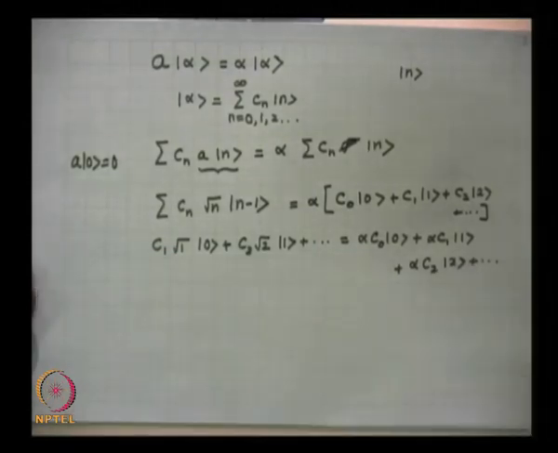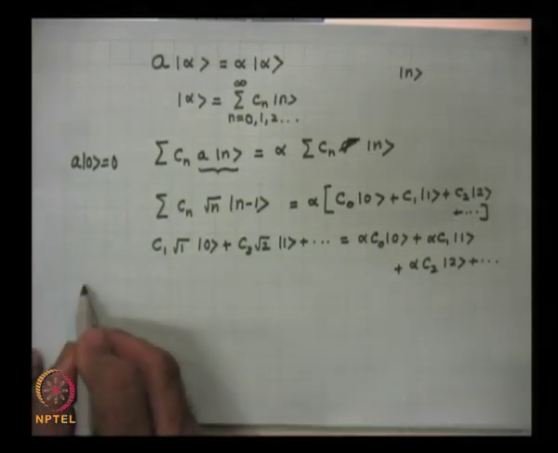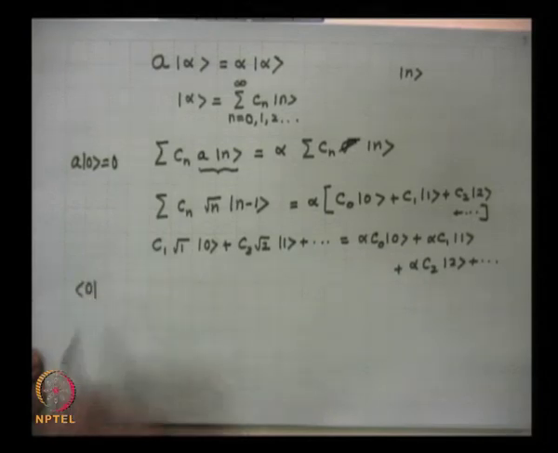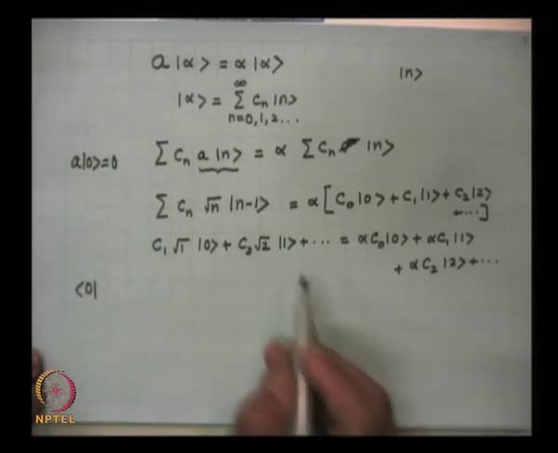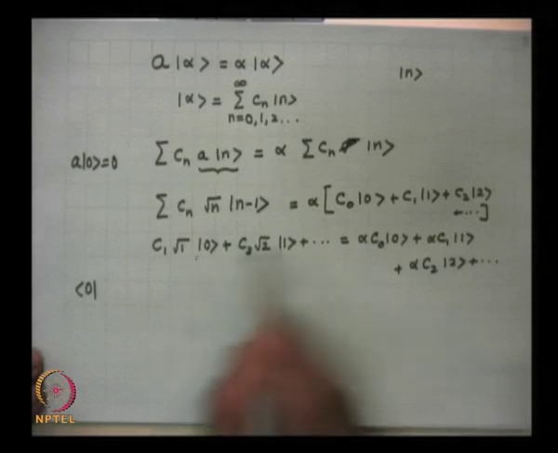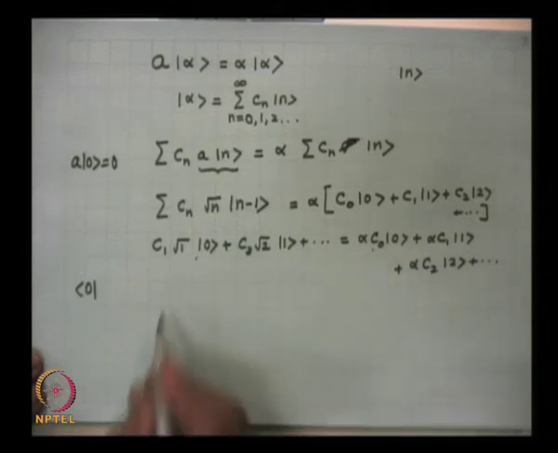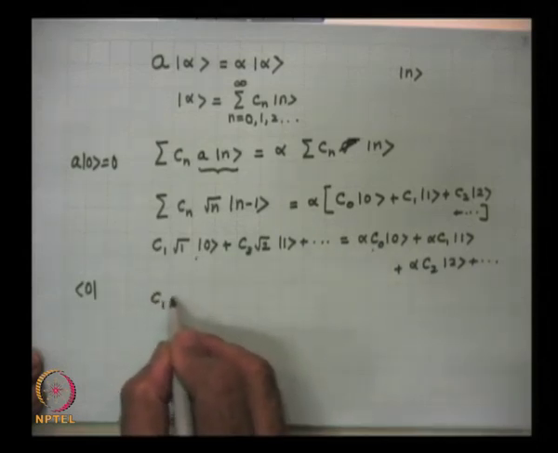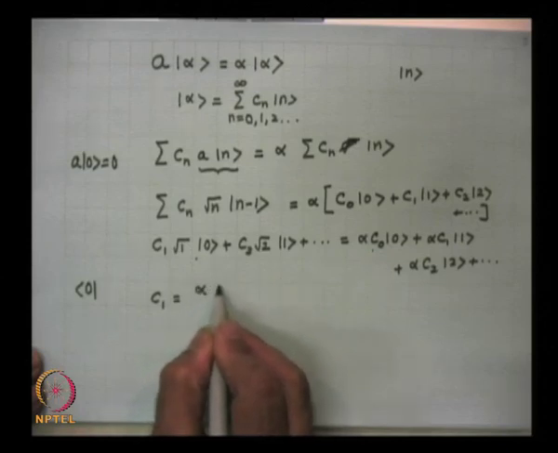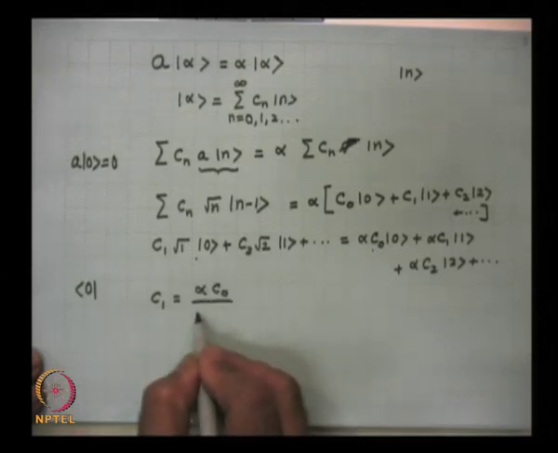So, we must compare the coefficients, and how do we understand that? Let me multiply by bra 0. All of the terms will vanish except the first term here and the first term here. So, C 1 must be equal to alpha C 0 by square root of 1.